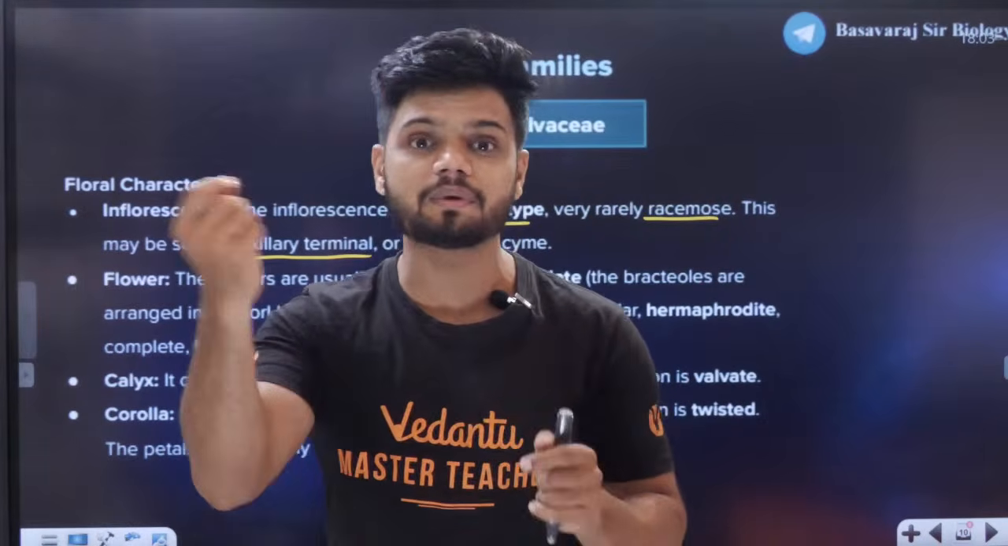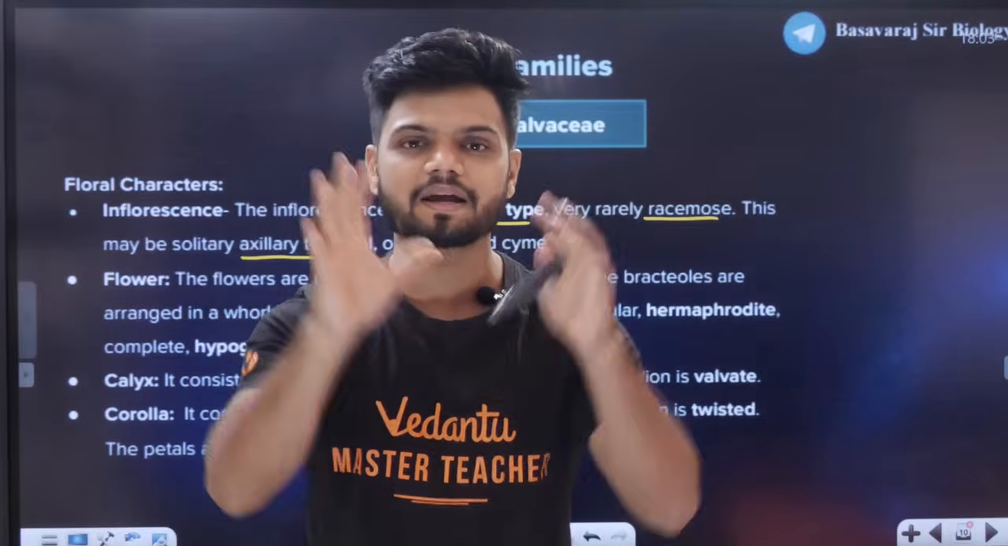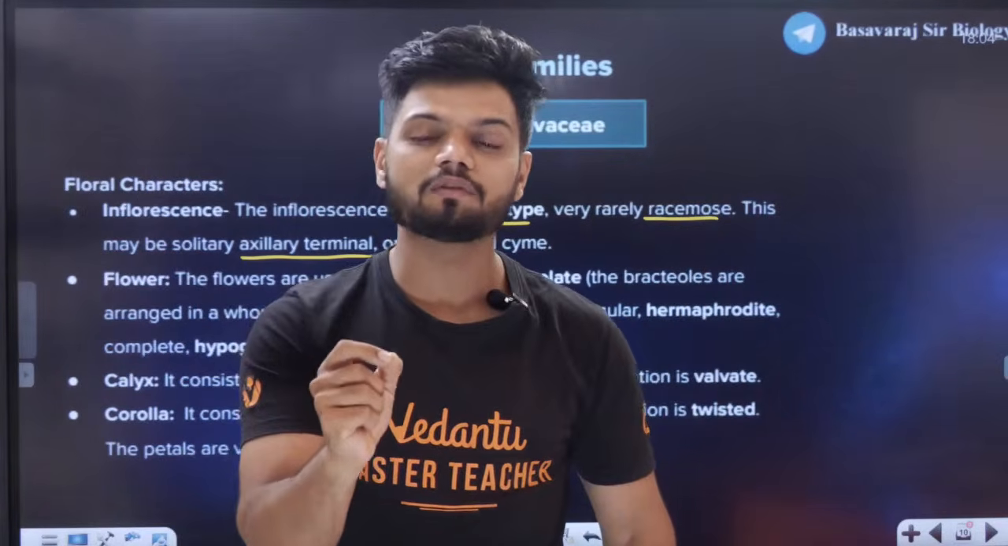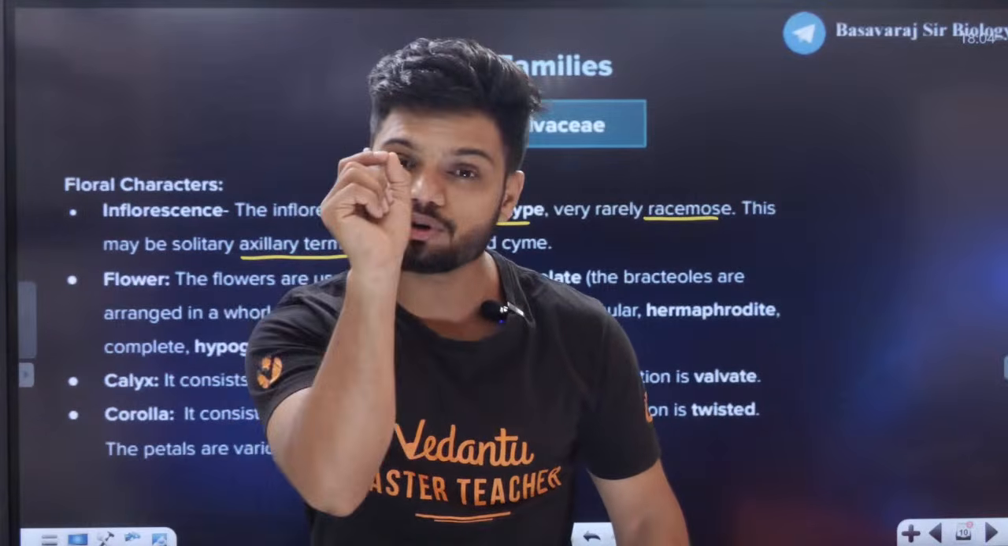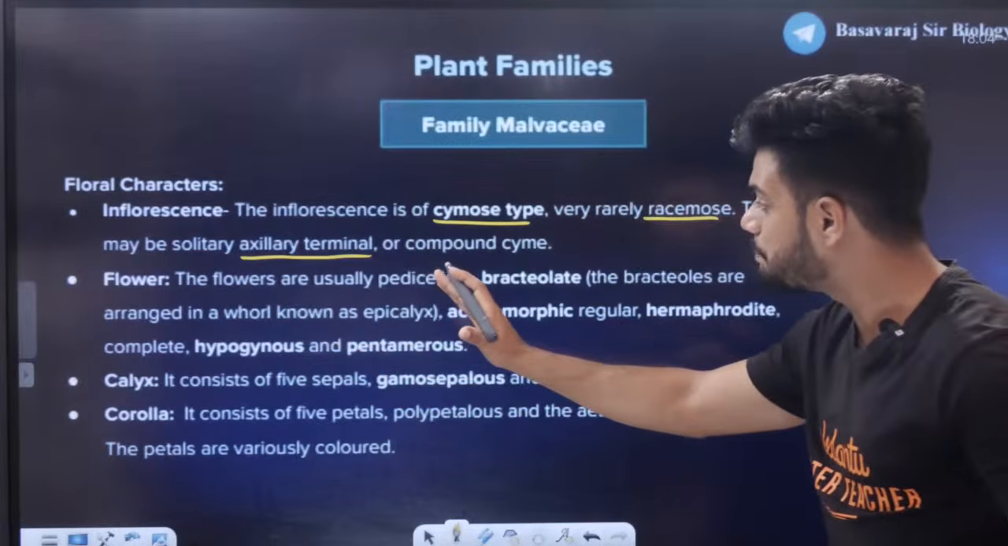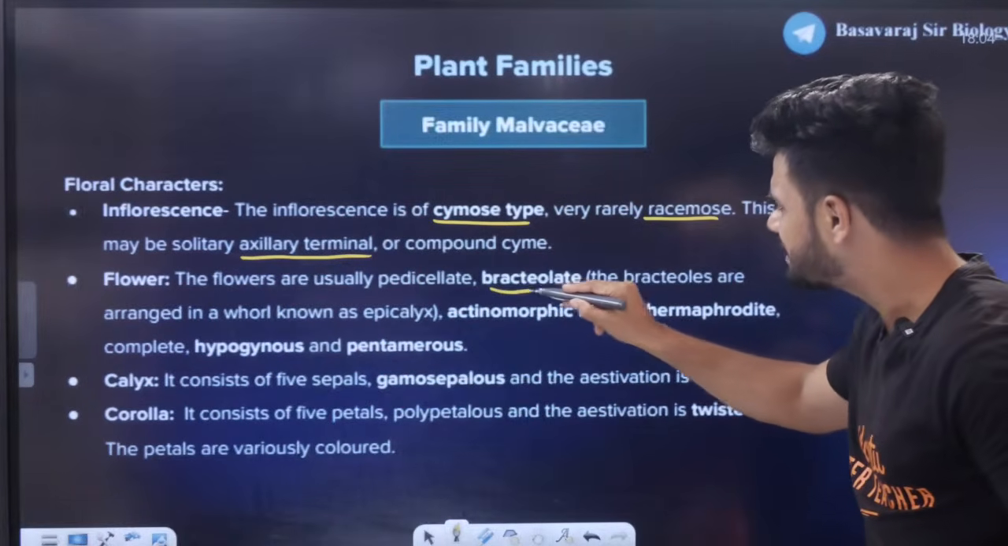Because you might have seen, students, hibiscus growing terminally. You will never see hibiscus in an entire bunch. One inflorescence of hibiscus you will never see. Hibiscus will always be solitary. It will be very solitary. Okay, hibiscus. Now, the flowers are usually pedicellate or bracteolate.